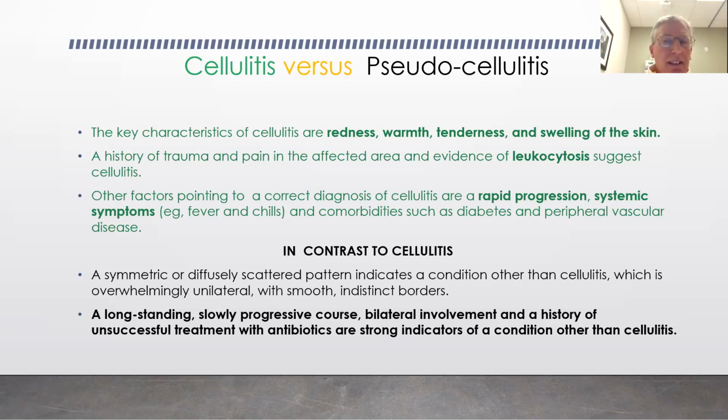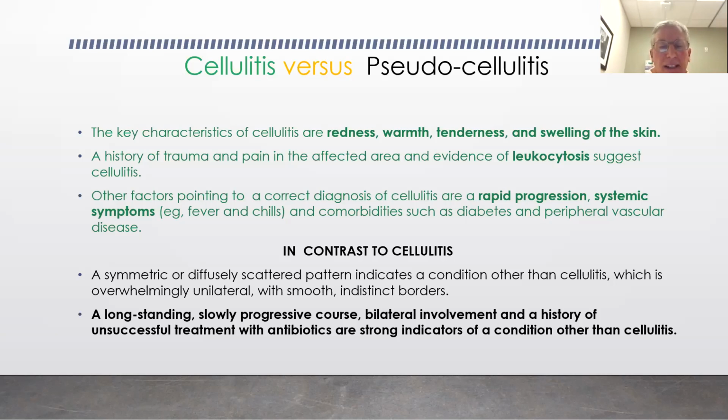Things that this does not apply to make you want to think that you're maybe dealing with an alternative diagnosis to cellulitis. A symmetric or diffusely scattered pattern should be seen in conditions other than cellulitis, which is overwhelmingly unilateral with smooth, indistinct borders. So if you see a symmetric, bilateral, diffusely scattered pattern, you might start thinking of anything other than regular cellulitis.